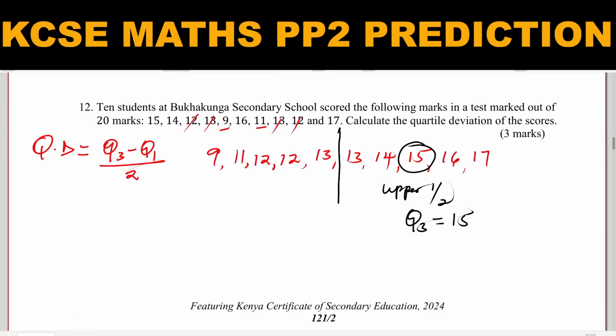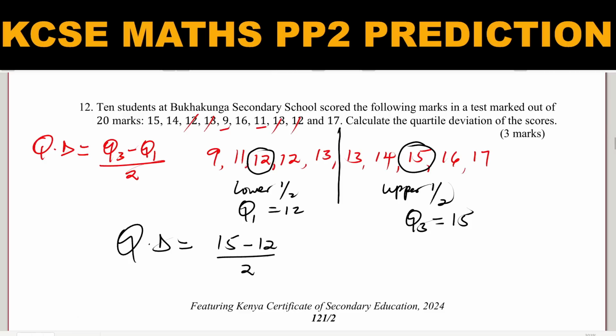Then the median of the lower half, so this one is the lower half. The median will give Q1, that is 12. Now you have Q1 and Q3, so therefore quartile deviation is given by Q3, which is 15, subtract Q1, divided by 2. And this will give 3 divided by 2, which is 1.5.